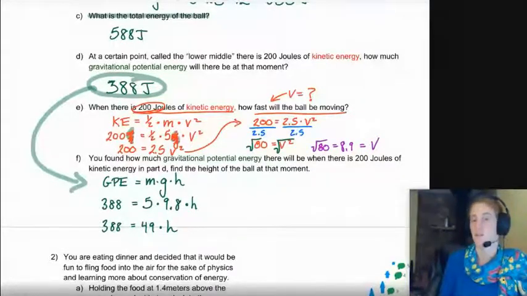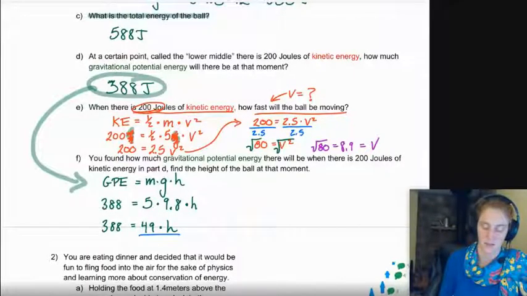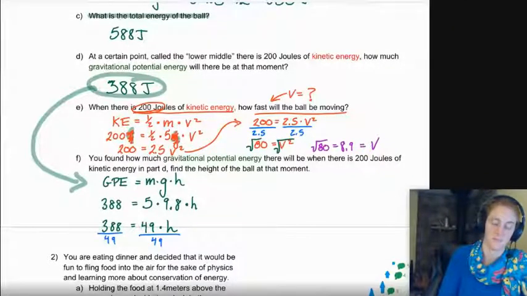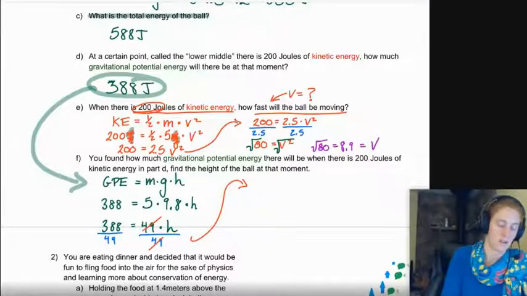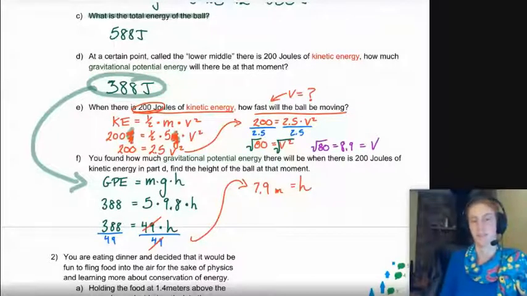And then again, I'm going to do the opposite. So because it's 49 times H, I'm going to do the opposite of that, which is division. So I'm going to divide both sides by 49. That'll cancel out on this side. And I'll be left with 388 divided by 49 is 7.9 meters is going to be my height. So that's number 1.